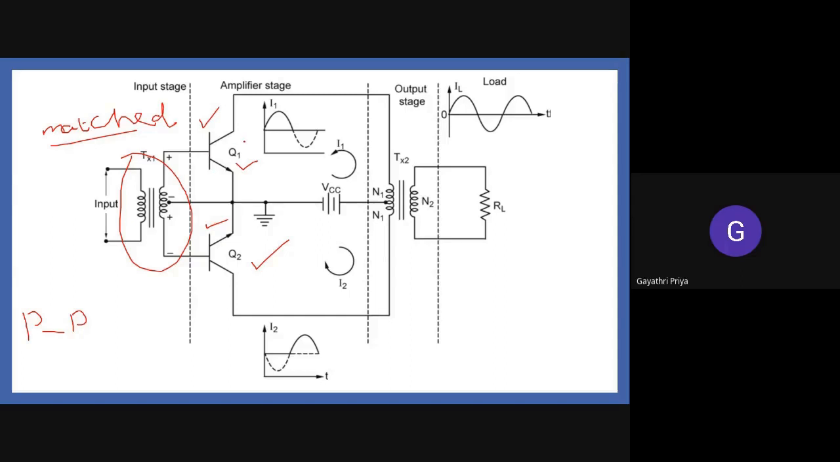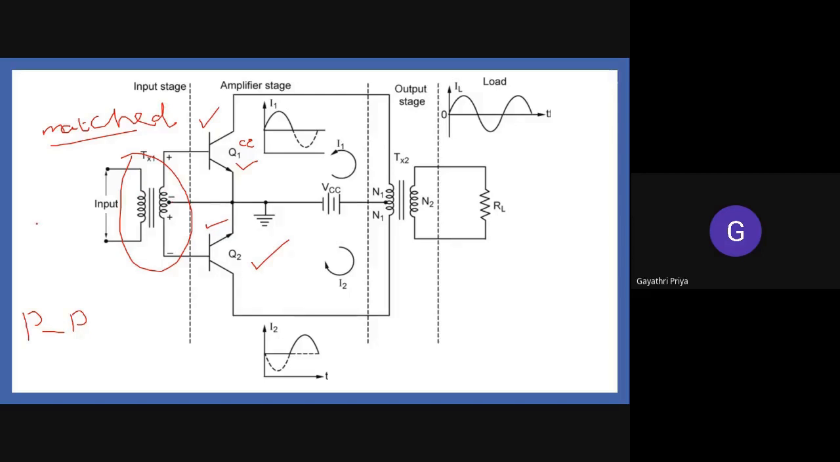If Q1 remains in the common emitter configuration, whereas this Q2 remains in your emitter follower connection, that is the only difference. I have changed only the configuration, right? These are connected through the emitter terminal, right? So this is the center tap.